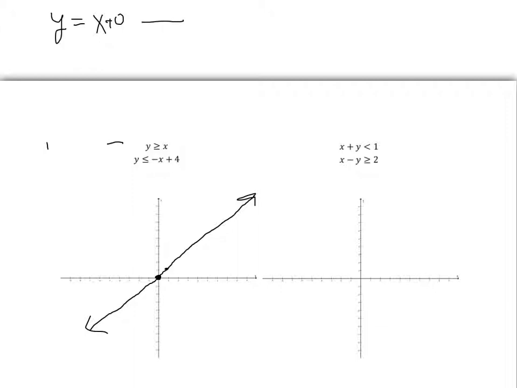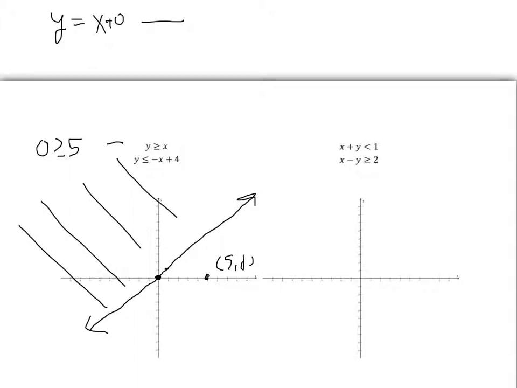And we are good. Okay, now here we need to pick a test point and put it back in the original equation. We can't pick 0, 0. We can't pick the origin because it's on the line. So I'm going to pick 5, comma 0. Now we're plugging this back in the original. So is 0, plugging that in for y, greater than or equal to 5? Well, 0 is not greater than or equal to 5. So we don't want this point to be part of our solution set, so we're going to shade on the far side of that line.